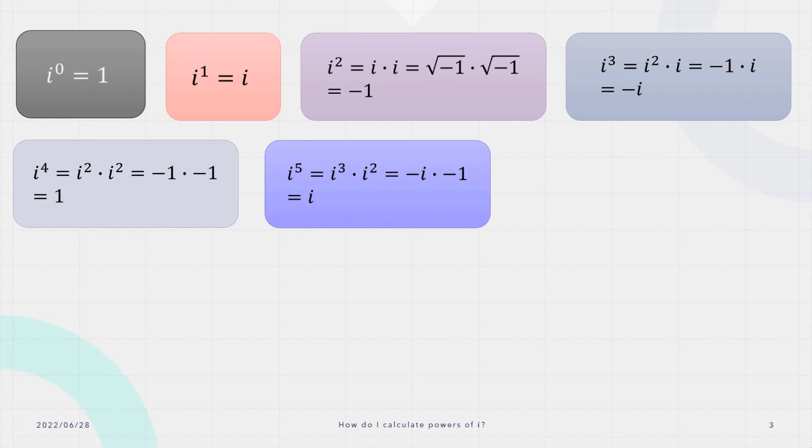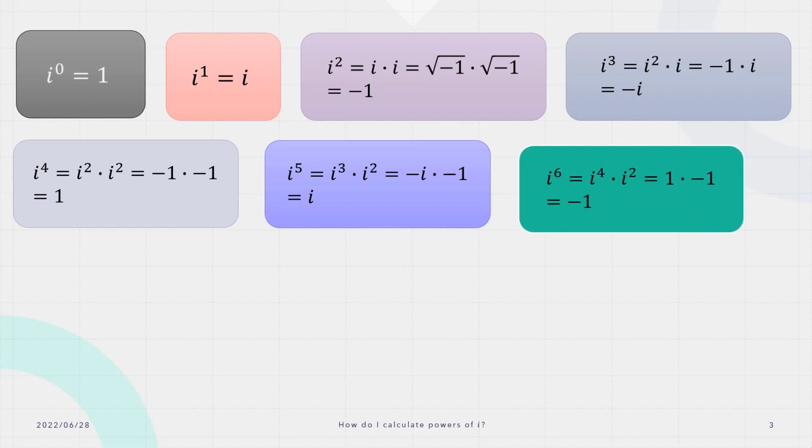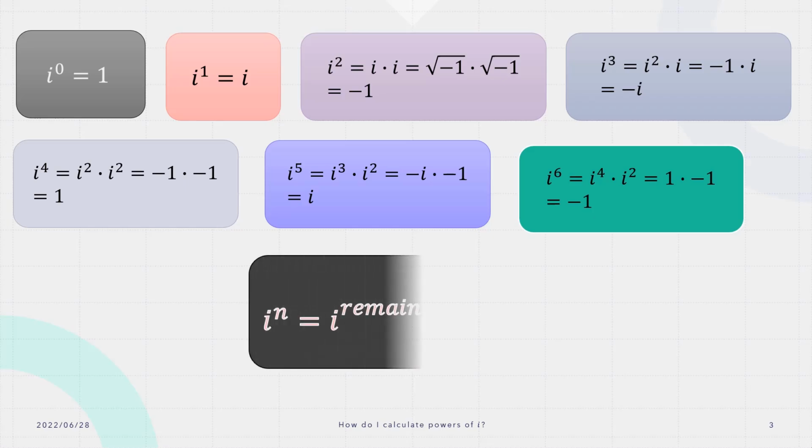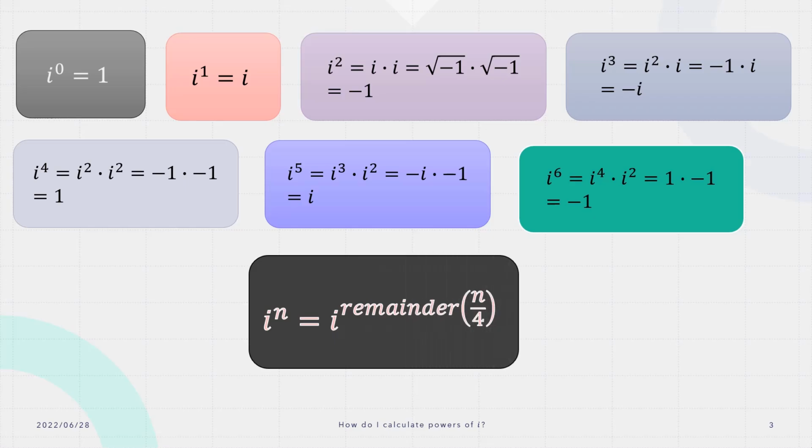But wait, did I not get these values already? Let me make a prediction. i to the power of 6 is negative 1. Let me see. i to the power of 6 is negative 1. I was correct. It seems to be following a pattern, doesn't it? Yes, it is. And let me generalize this pattern. i to the power of n is equivalent to i to the power of the remainder of n divided by 4.